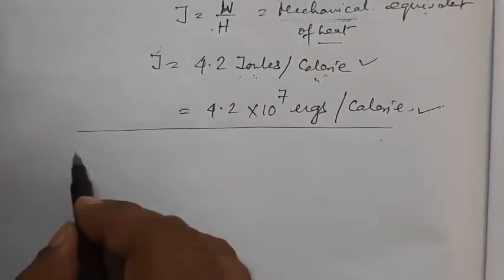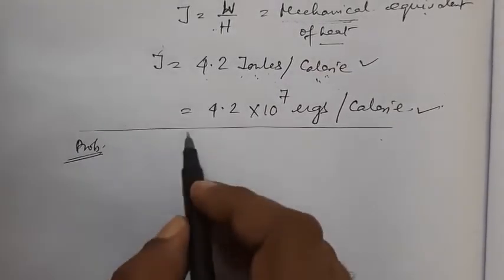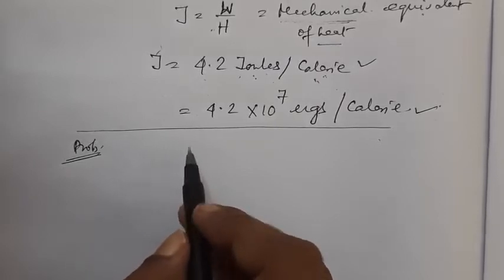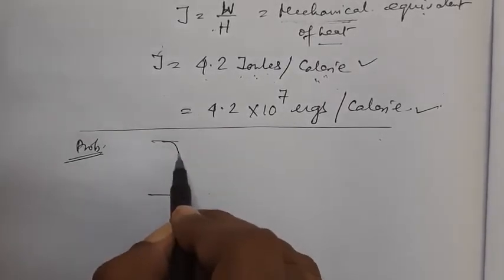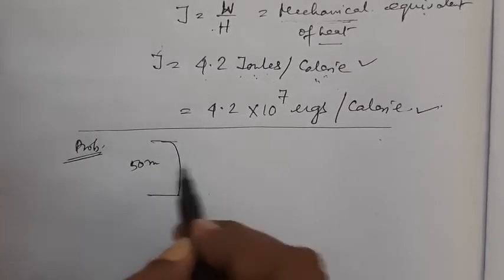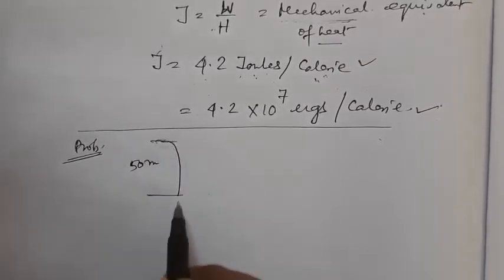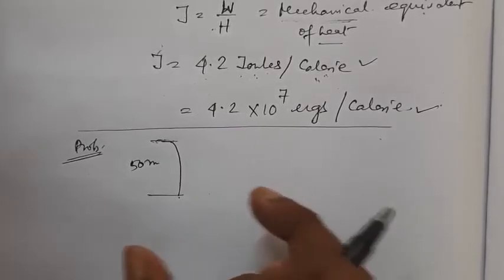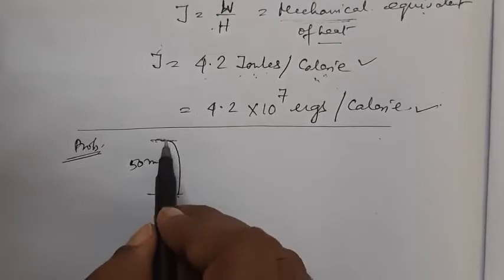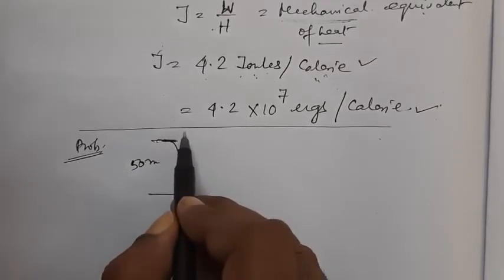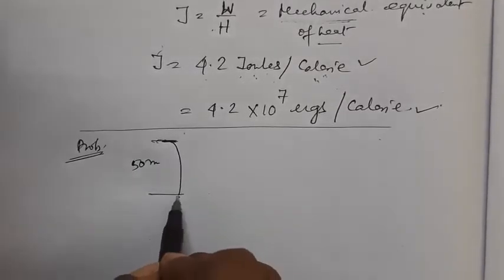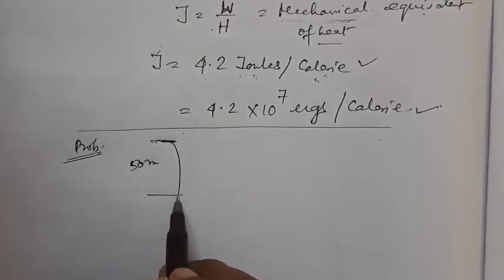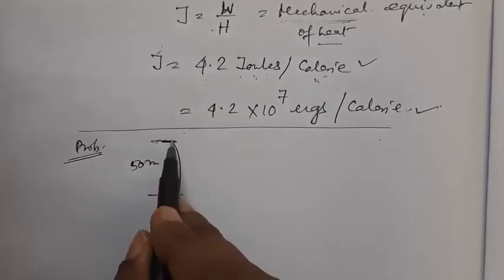Now we take one problem. Suppose water drops from a height of 50 meters in a waterfall. Now this is a waterfall. The fall in height is 50 meters. Water is falling from this height to 50 meters down. Find the rise in temperature of the water. When the water has fallen a distance of 50 meters, the temperature of this water will be higher than that at the top.